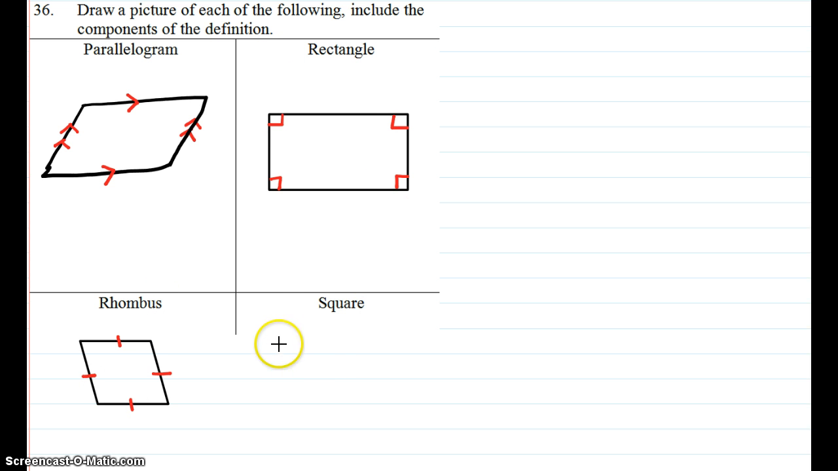And what makes a square is we have four congruent sides with four right angles.